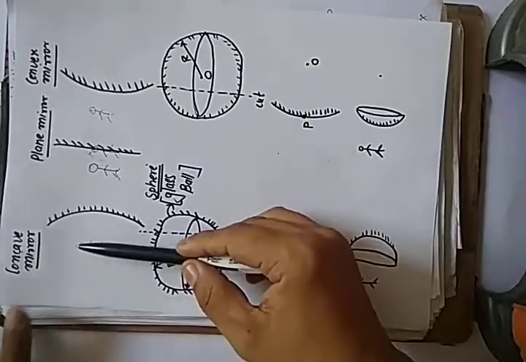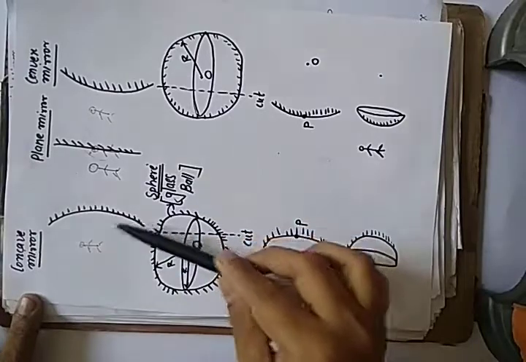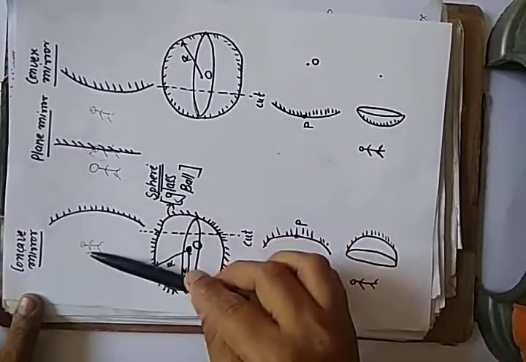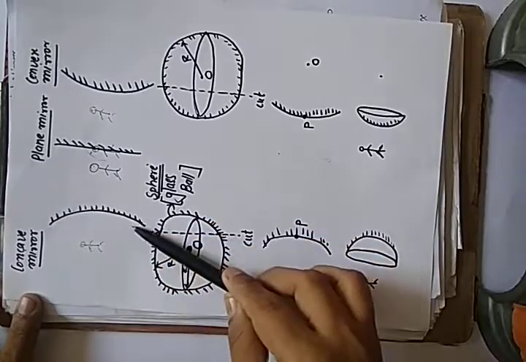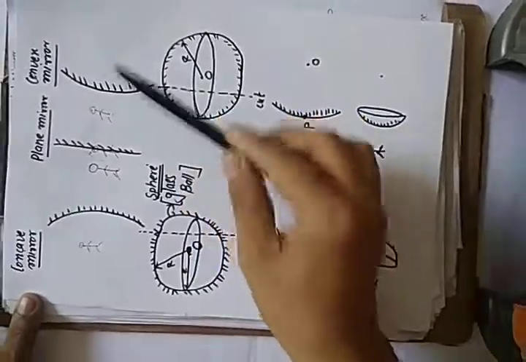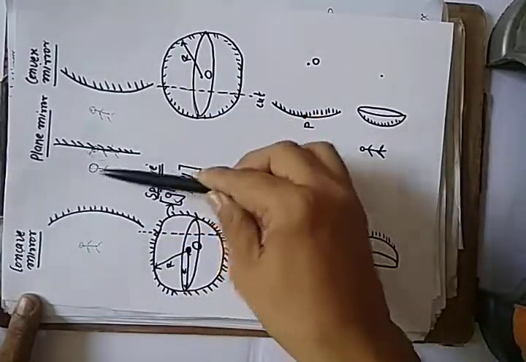In the concave mirror, the polish is on the right side, and it is the inner side. The inner side is reflecting. We have to just stand opposite to the polish. So this portion is reflecting. Here this portion is reflecting. In the plane mirror, the whole portion opposite to the polish is reflecting.